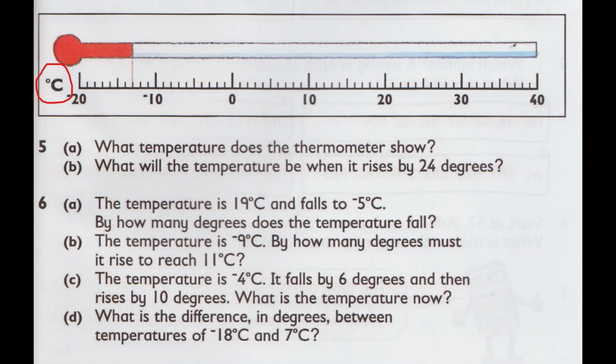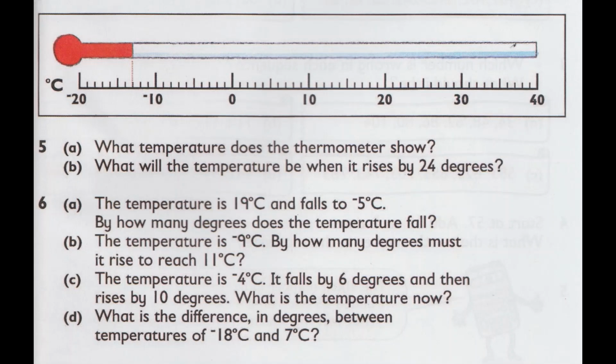But if you look carefully, the whole concept of what we did in the previous example is exactly the same. So it's very self-explanatory. For example, I'm just going to read the first one to get you set up. Number 5A says, what temperature does the thermometer show? This little red line, which I'm circling and underlining for you, is where they want you to identify the temperature. What temperature does the thermometer show?